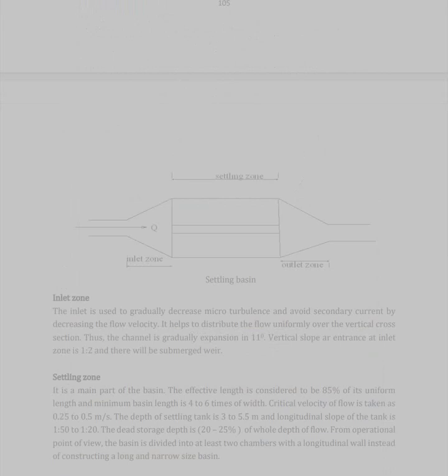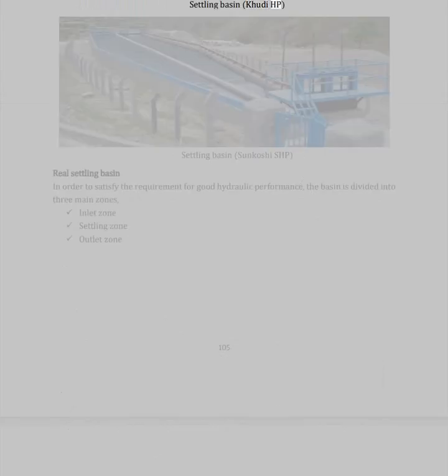Settling basin, Kudi HP. Settling basin, Sunkoshi SHP. Real settling basin. In order to satisfy the requirement for good hydraulic performance, the basin is divided into three main zones: inlet zone, settling zone, outlet zone.